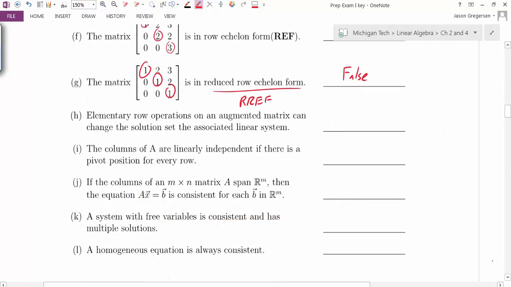H says elementary row operations on an augmented matrix can change the solution set of the associated linear system. And this is a very important one. This one is definitely false.